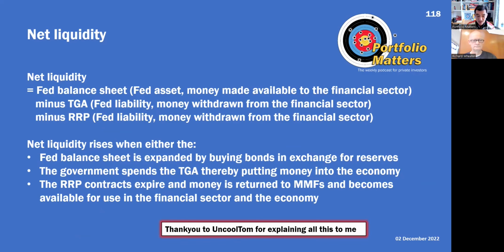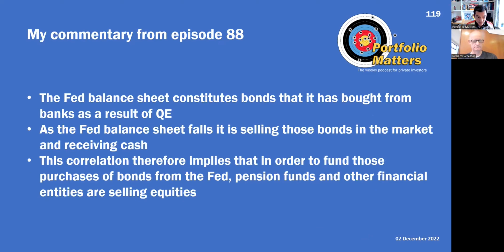So net liquidity will rise when the Fed's balance sheet is expanded by buying bonds in the market in exchange for reserves. The government spends the TGA, withdrawing money from the Fed and putting it into the economy, and the RRP is reduced as contracts expire and money is returned to money market funds and made available for use in the financial sector and the economy.